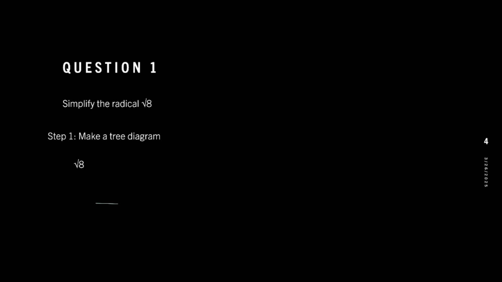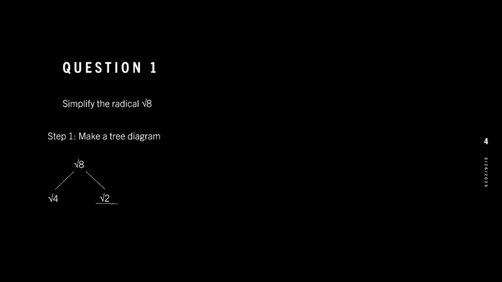So now the next step is to find numbers that multiply to 8. Like, what two numbers give you 8? So many of you may think 4 and 2. That is correct. So you could put square root of 4 on one side and the square root of 2 on the other side. See, it kind of looks like branches, so that's why it's called a tree diagram.